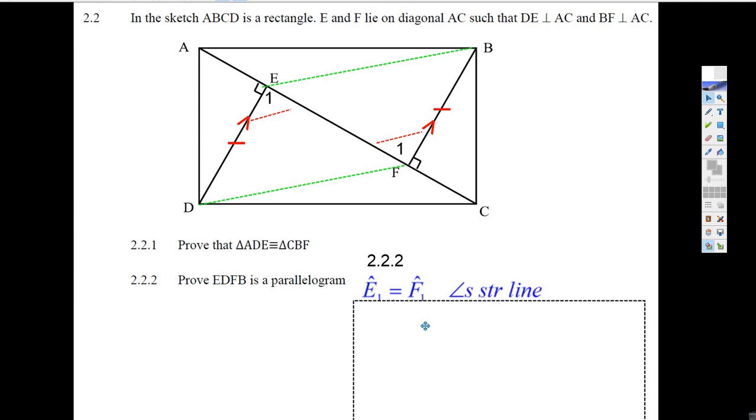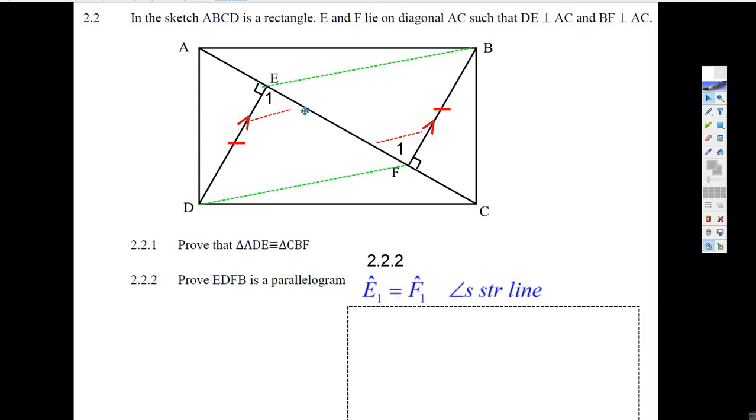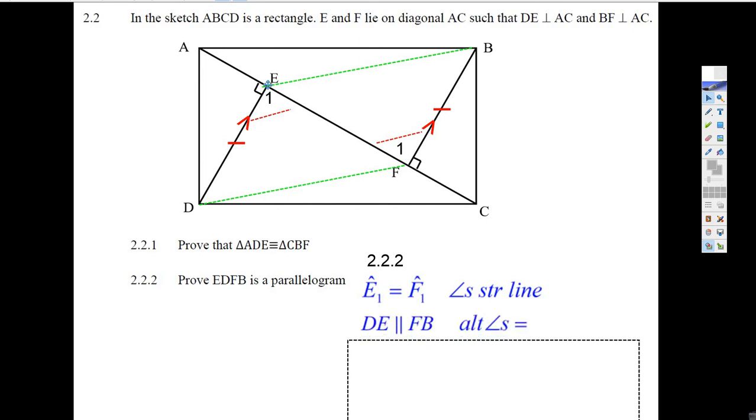So look at the order that I wrote this out. I said that E1 is equal to F1 because I'm looking at 90 degrees and angles in a straight line in the diagram, but I could just say because they're perpendicular, because it's given that they're 90 degrees. Then I could say DE is parallel to FB. Why? Because those are alternate angles and they're equal.